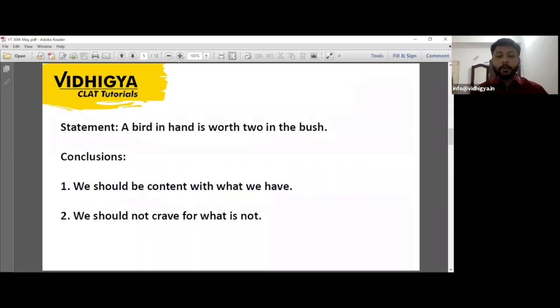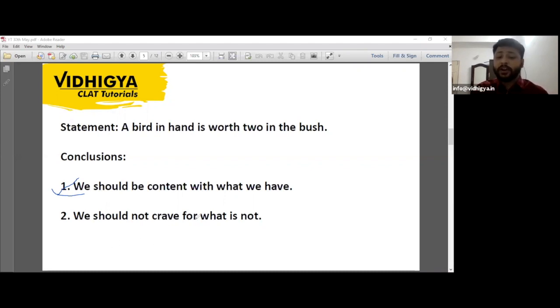Okay. Conclusion number one. We should be content with what we have. So don't you think, considering the bird in hand that you caught worthier than the other two, is in other way round saying this thing only, that we should be content with what we have? All right. So we should be satisfied with what we have got. All right. That is why he's saying it is worthy of having. Okay. So first one will do. Now, second, we should not crave for what is not.